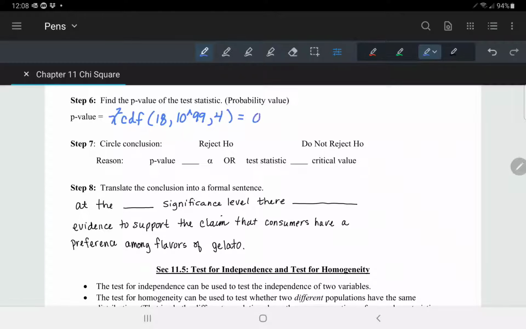And you should get 0.0012. And so either way, what we will be doing is that we will be rejecting the null hypothesis, either based upon the p-value of 0.0012, which is less than alpha of 0.05, or because our test statistic 18 is greater than our critical value, which is 9.488, it is inside the rejection region.